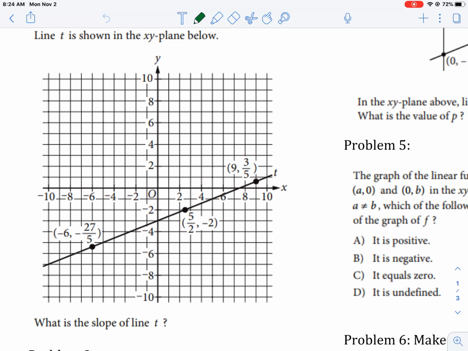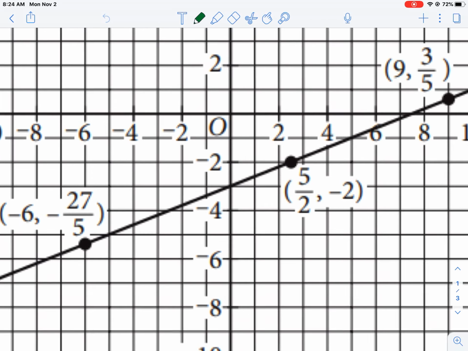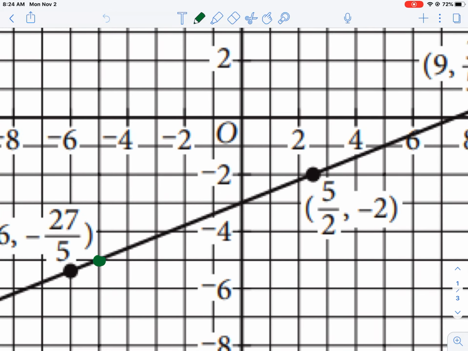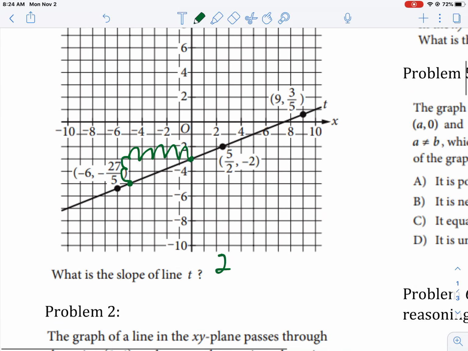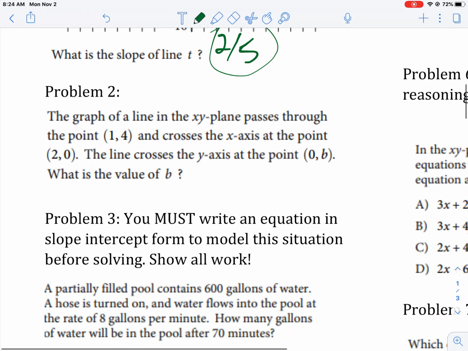So remember, what we did in class was we picked 2 points, and those are at corners, right? So one's at the corner of one of the boxes, and the other one's at one of the corners of the boxes, which happens to be the y-intercept. So if we go up 2, 3, 4, 5, the rise over run is 2 over 5. I didn't even have to do any calculations, okay?